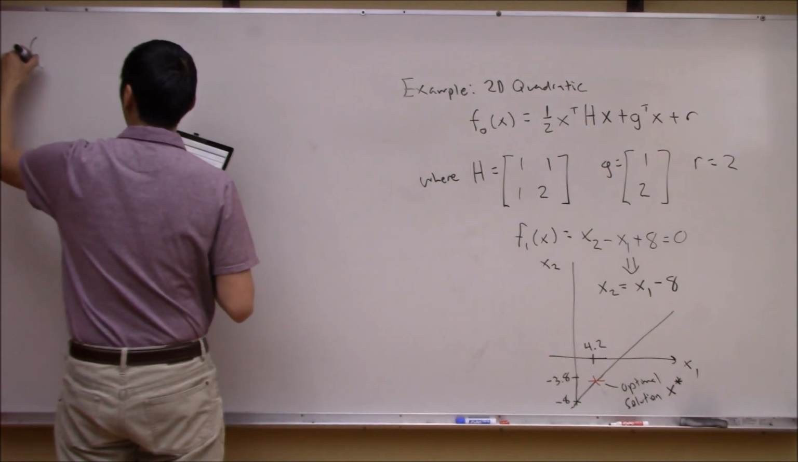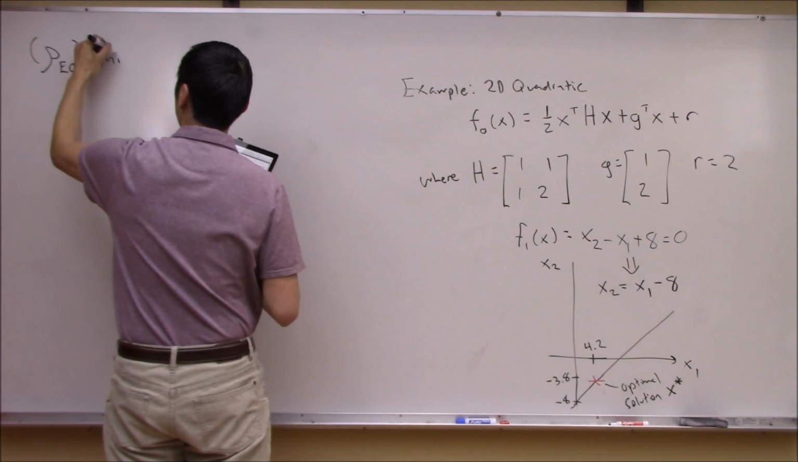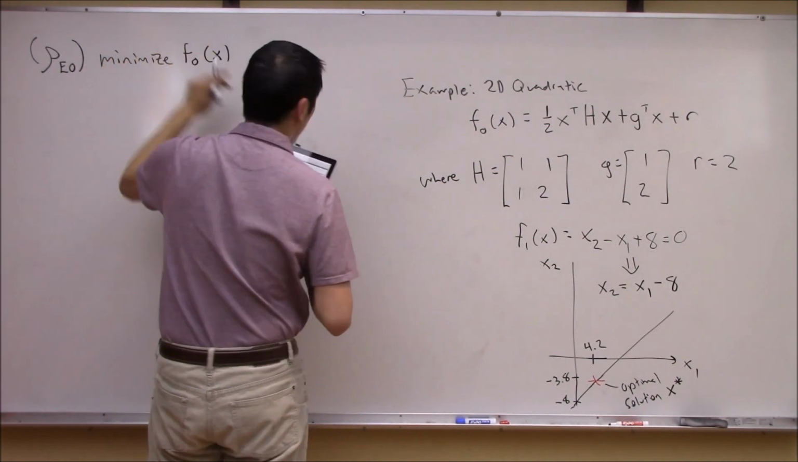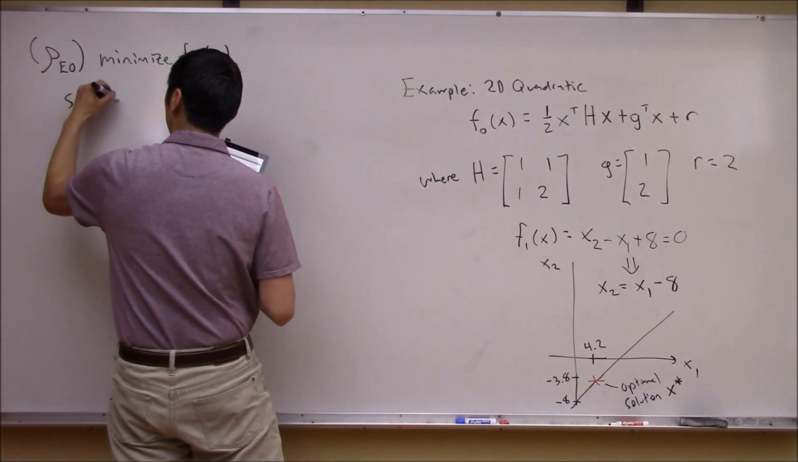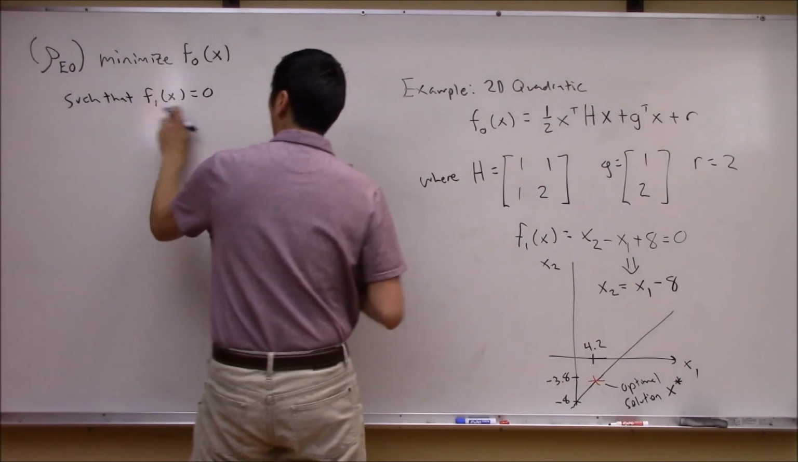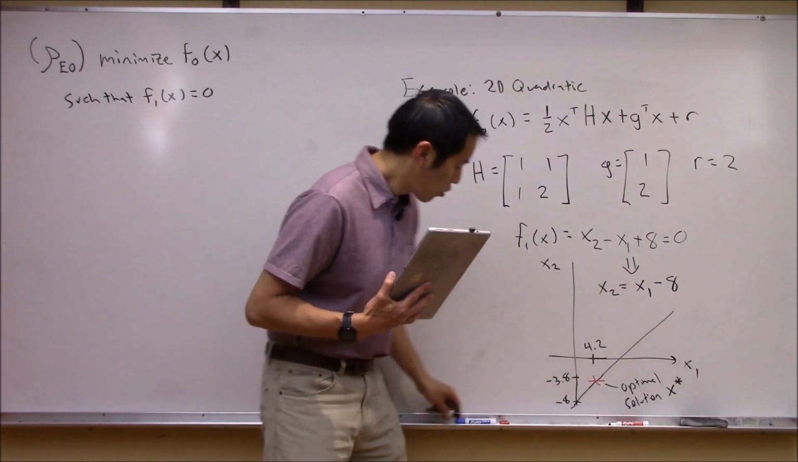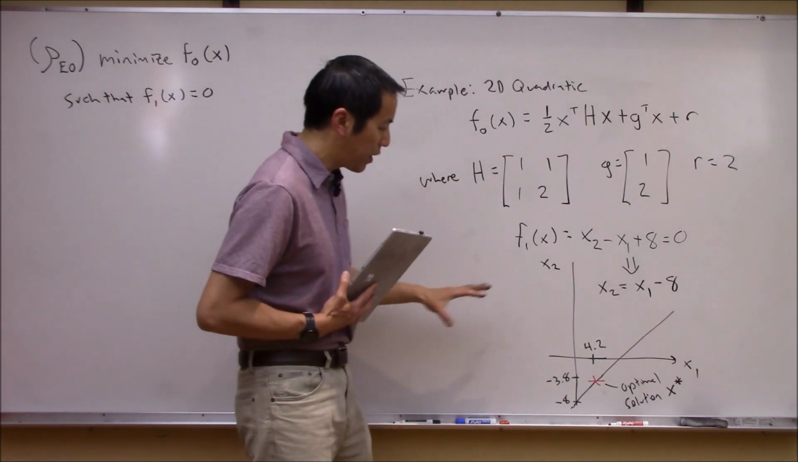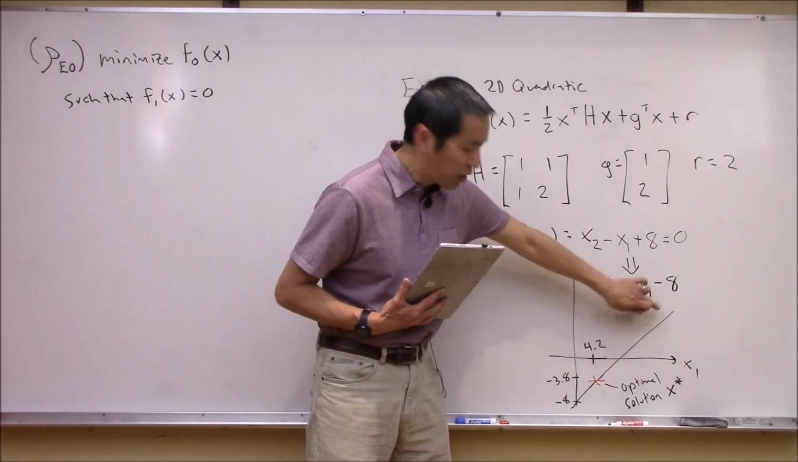So again, let me rewrite the equality constraint only problem. We were trying to minimize f0 of x, which was this quadratic here, such that f1 of x is equal to 0. So this was the equation of that line, of this line right here. So what we're really telling the optimizer, if you think about this long enough, is you can do whatever you want as long as you stay on this line.